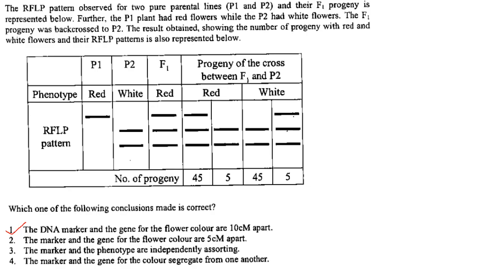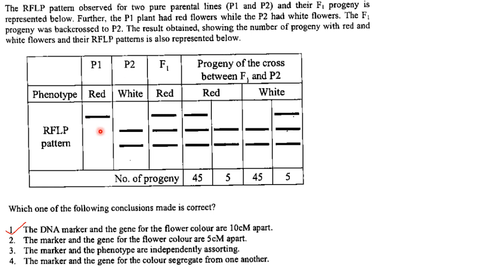The RFLP pattern observed for two pure parental lines P1 and P2 and their F1 progeny is represented below. Further, the P1 plants had red flowers while the P2 had white flowers. The F1 progeny was backcrossed to P2. The result obtained, showing the number of progeny with red and white flowers and their RFLP pattern, is also presented below.